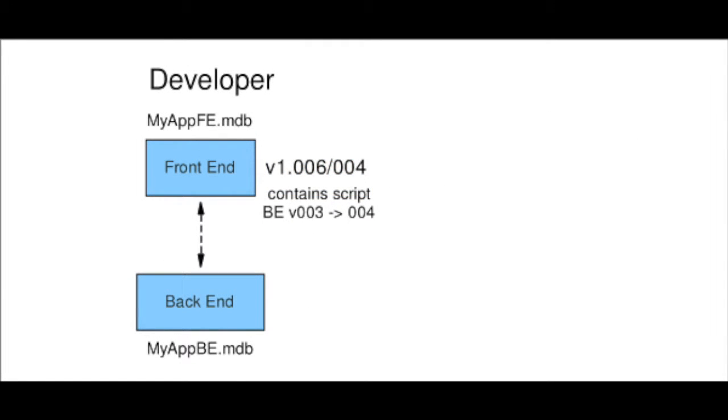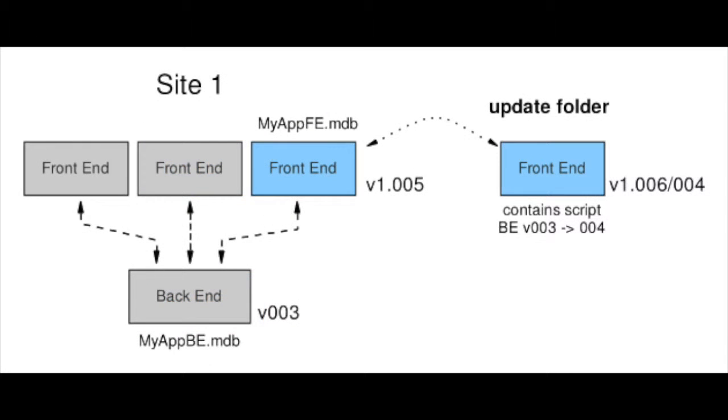To update, the developer completes a release in the development environment and bumps the front-end version number. The front-end may also contain scripts to update one or more of the matching back-end databases. The developer uploads the release to the web with the tables still linked to the development environment. The client downloads the update to the shared folder.